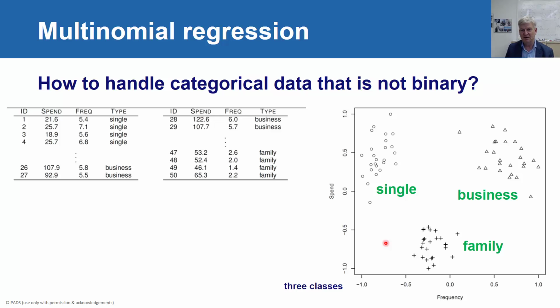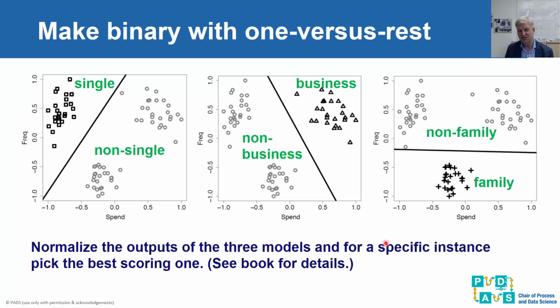But how now to apply logistic regression? Well, the idea is very simple, but I will not explain you all the details. The basic idea is that for every class, you try to apply logistic regression looking at that class versus all the other classes. So for example, if we look here, we are applying standard logistic regression where we have a binary classification, single versus non-single. And here we are not distinguishing between family and business, if we look at the non-single class.